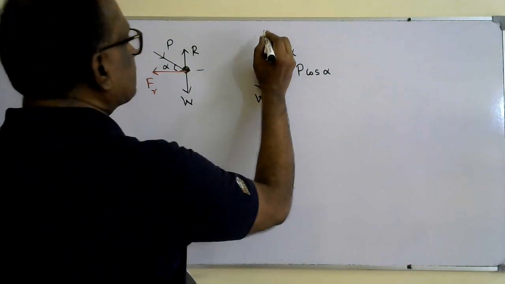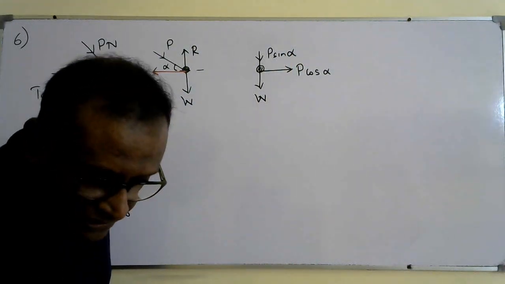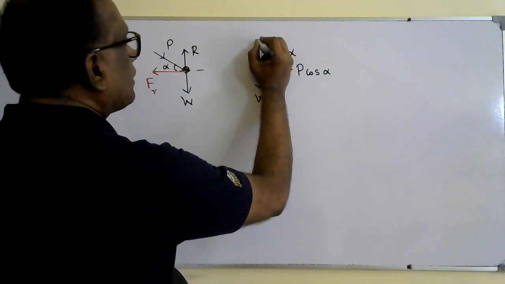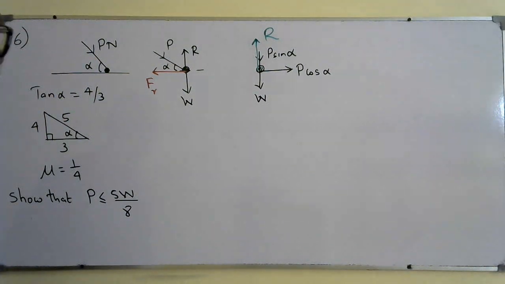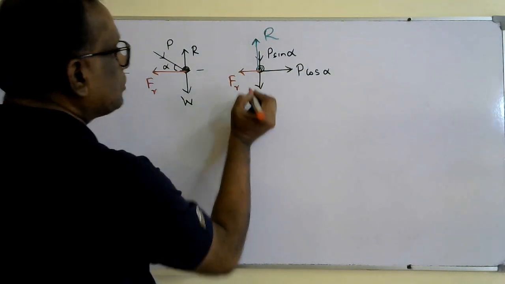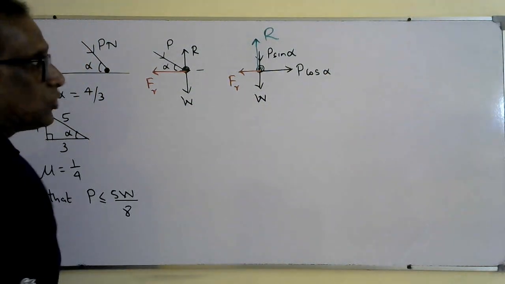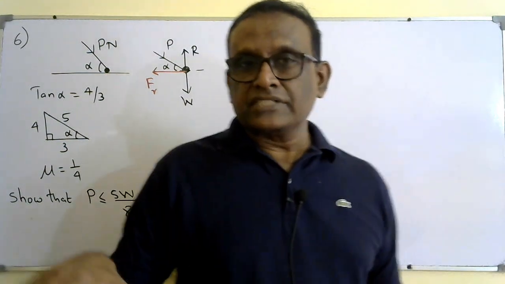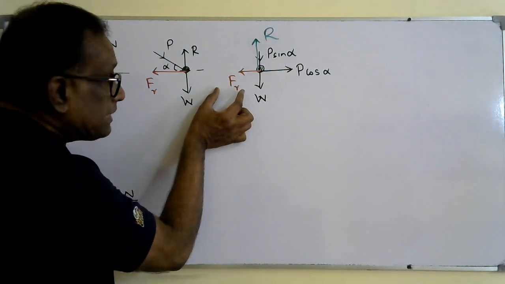Also the normal reaction between the two contact surfaces acts vertically upwards. I'll use a green color force for that normal reaction. Acting upwards from the contact surface, and the friction is acting to the left. So the condition here: P cos alpha is the only force trying to pull the object on the horizontal surface. That P cos alpha must be smaller than the maximum friction.